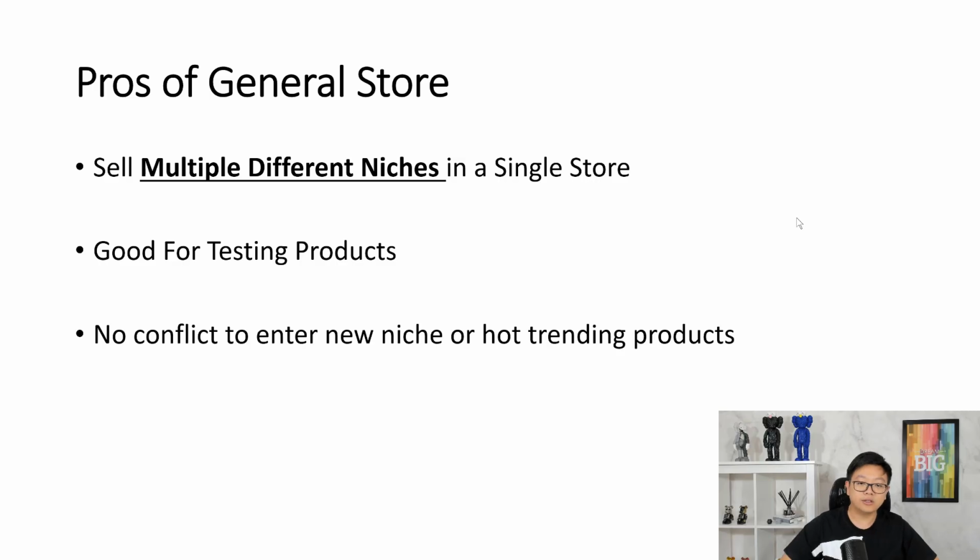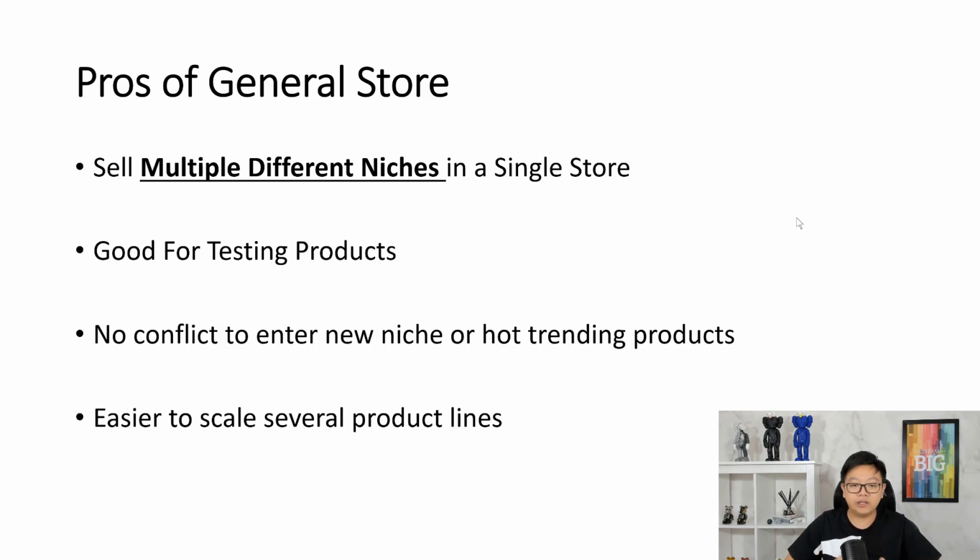There's no conflict to enter a new niche or hot trending products, because if you have a niche store, let's say a dedicated cat store, and there's a really good product that has potential to do 6-7 figures, you might need to create a new store, because you have a niche store. So that's a problem with a niche store. That is why there's no disadvantage of running a general store in entering a new niche. And it's also easier to scale several different product lines, similar to different niches.